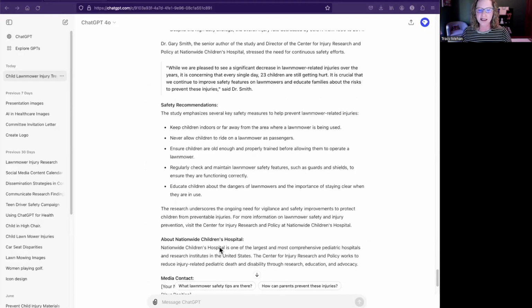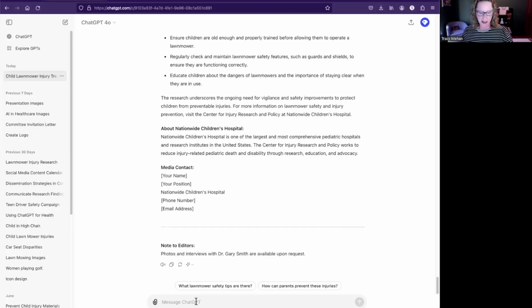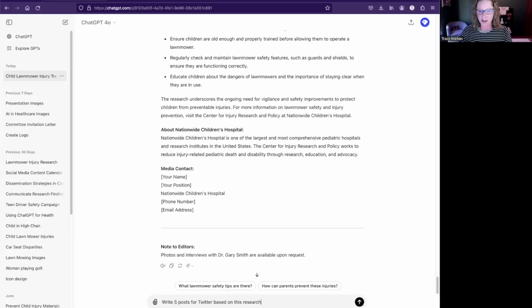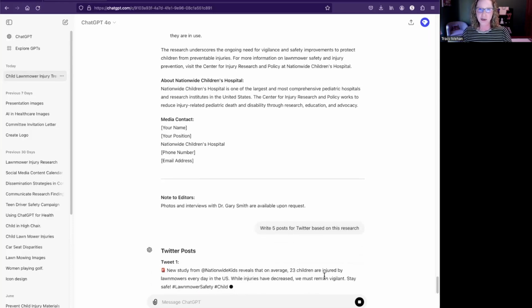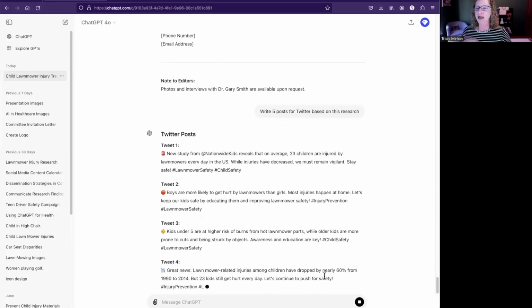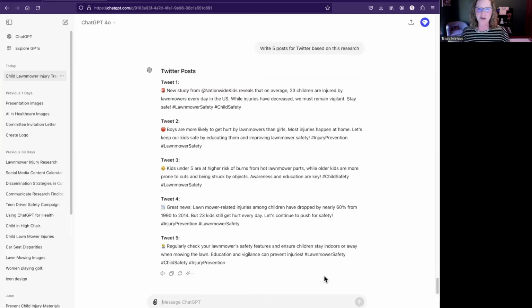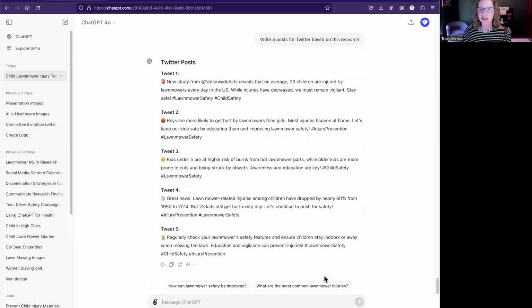We also wanted to see what would happen in terms of social media. So how will it do with getting us social media? I asked it to write 5 posts for Twitter based on the research. I did use Twitter instead of X, because when I put X, it didn't quite understand how to do that. So I revert back to Twitter when I'm referring to that. But you can see how quickly it starts to put out information. It has emojis. It even recommends some hashtags. So again, great place to start, and could be really helpful with information.